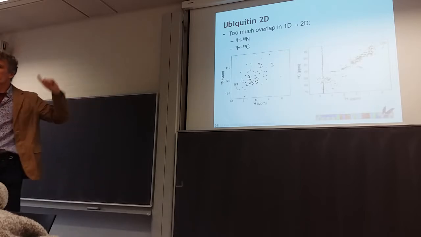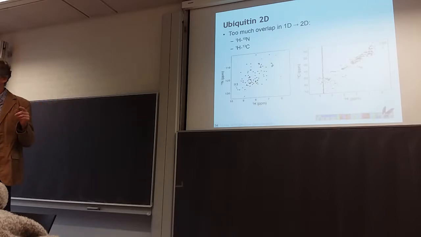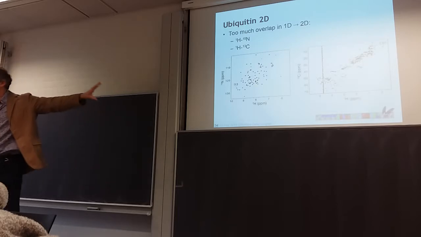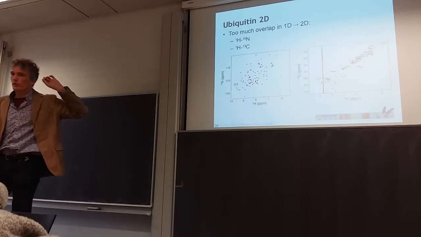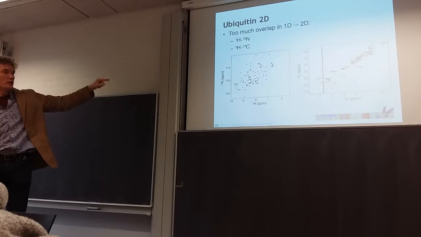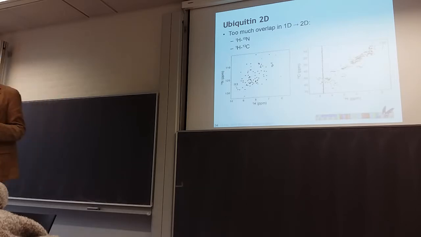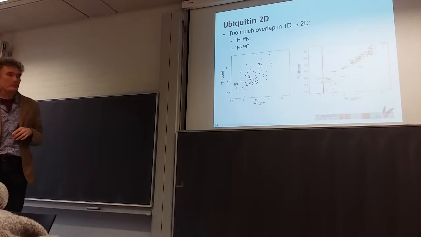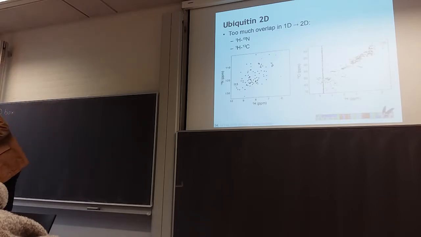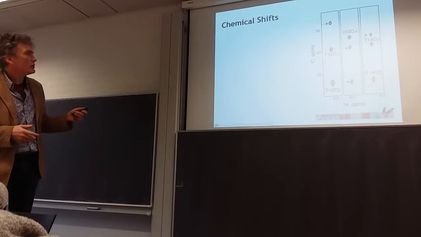If that doesn't work, you can do a 3D experiment, where the energy is transferred from a hydrogen to another hydrogen to a nitrogen, and that's what you observe. And I'm not going to go through all the details of how you do that, but you can basically encode the information of all these two or three axes of frequencies in the signal that you're measuring. Okay. I already mentioned the chemical shifts.